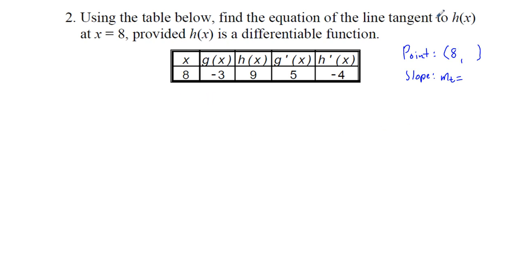Next, we want to find h of 8. Here's our x value, and h of 8 is 9. So we got our 9 for our y value. Next, our slope is going to be h prime of 8, which is negative 4. Again, using the point slope form like we did in problem 1, we have y minus y1, where y1 is 9 and x1 is 8. So we have y minus 9 equals m sub t, which is negative 4, times the quantity x minus x1, which is 8. And so there we have our answer.